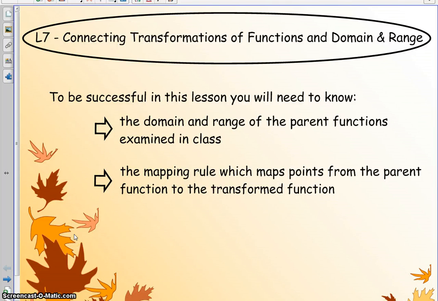Alright, so now that you've spent some time going over how to do transformations and mapping rules, we're going to look at how we can apply that to find domain and range of a lot of the functions we've been looking at so far in the course.